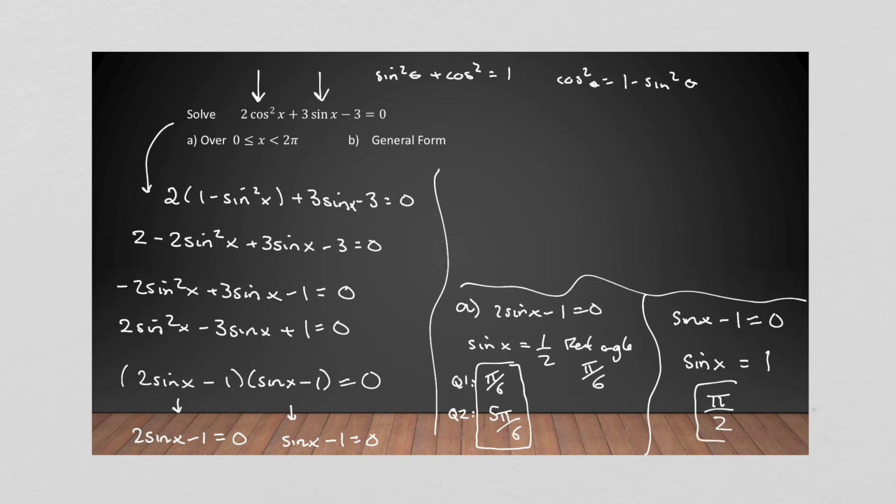Now, from here, we can list those three solutions, and then for B, in our general form, we have pi over 6, 5 pi over 6, and pi over 2. And if you want to look at it a little bit differently, pi over 2 can be written with a denominator of 6 as 3 pi over 6. And you'll notice those all differ by 4 pi over 6, which is 2 pi over 3.